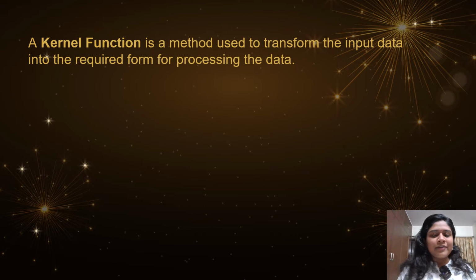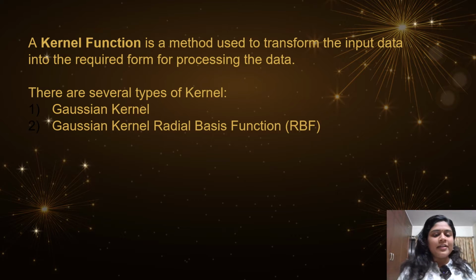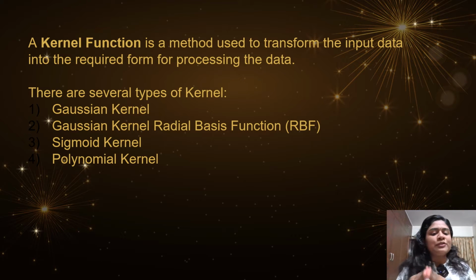Now, there are different types of kernel. There is a Gaussian kernel. There is a Gaussian kernel, radial basis function, which is most widely used. There is a sigmoid kernel. There is polynomial kernel, and so on and so forth. Now, let us understand where exactly this kernel function is used.